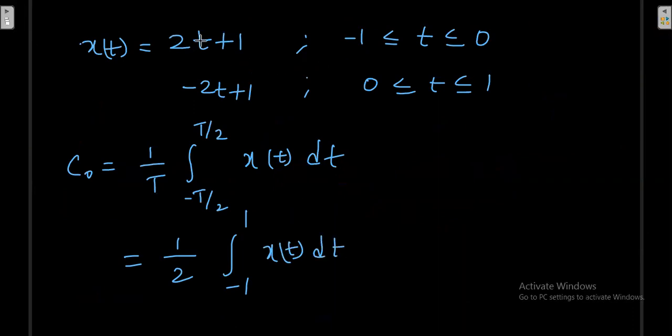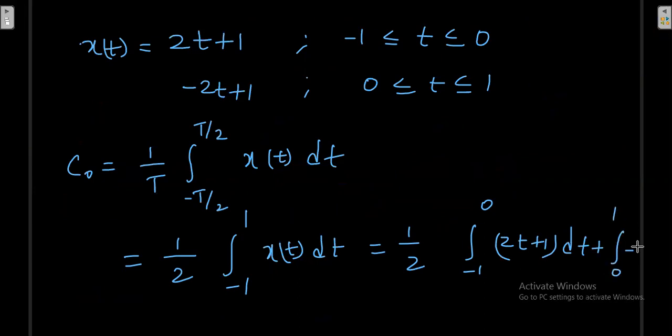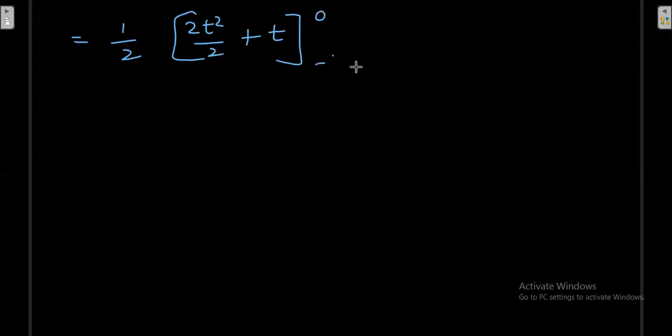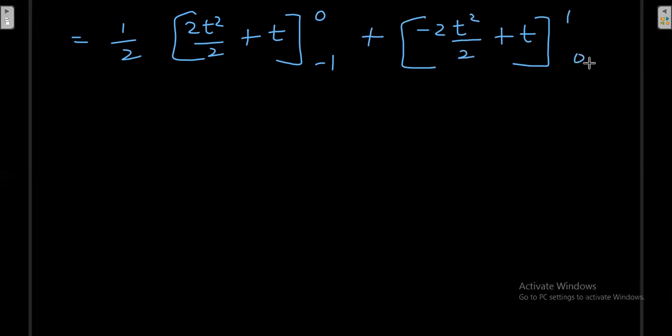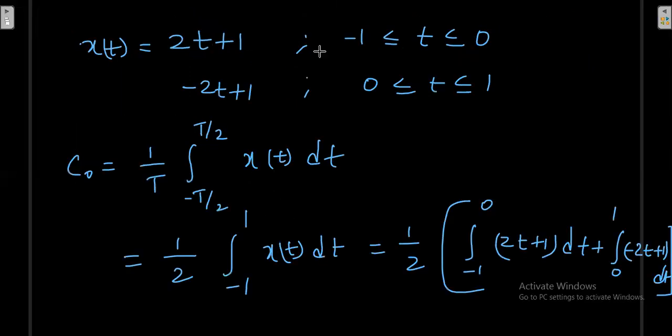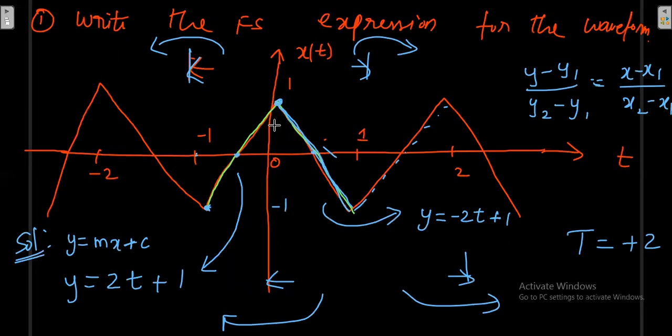Now x of t has a different expression in each interval, so we substitute here: 1 by 2, integral from -1 to 0 of (2t plus 1) dt, plus integral from 0 to 1 of (-2t plus 1) dt. Now we can apply the integration. 1 by 2, [2t square by 2 plus t] from -1 to 0, plus [-2t square by 2 plus t] from 0 to 1. Once you apply the limits, finally you'll get 0 here. Finally the answer is 0.